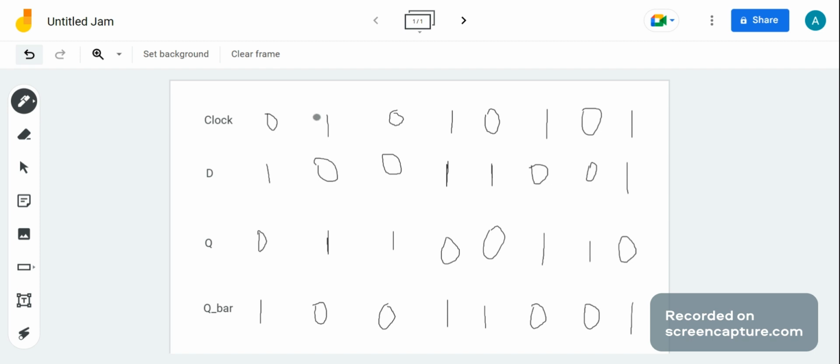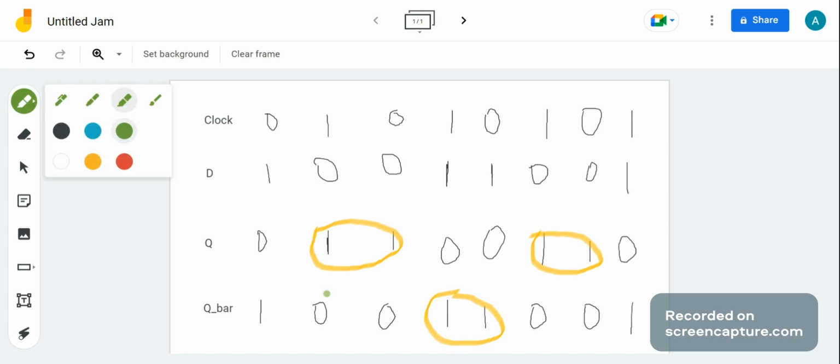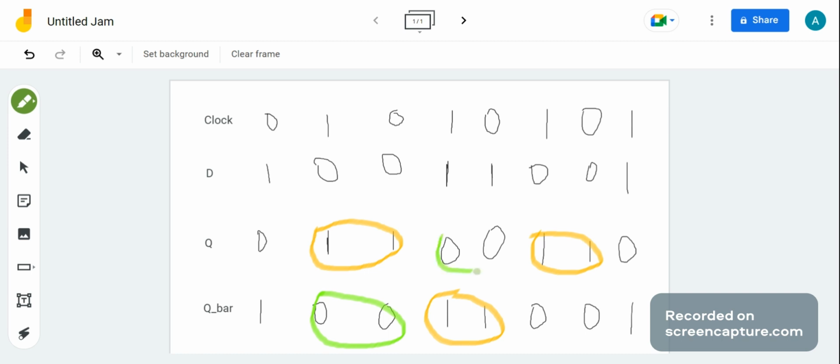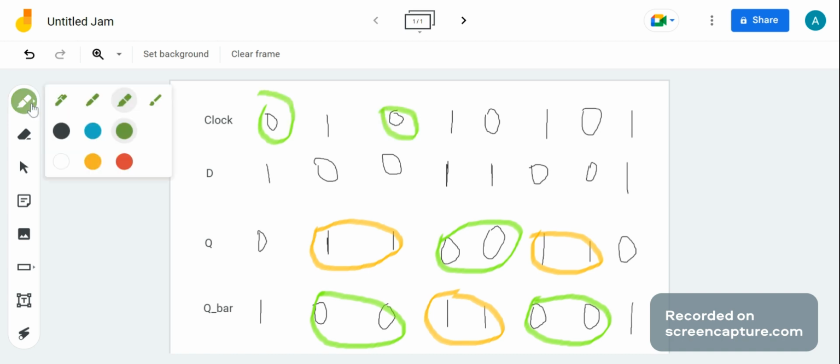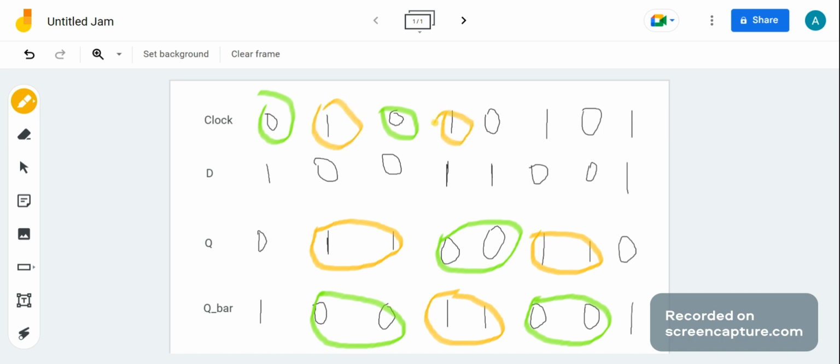And so now if you notice, the values of Q are in pairs, right? And same with Q bar. They come in groups of 2. And so that's why the tempo is slowed, right? Every 2 cycles of clock, we get 1 cycle of Q and also Q bar. So that's how the frequency divider works.